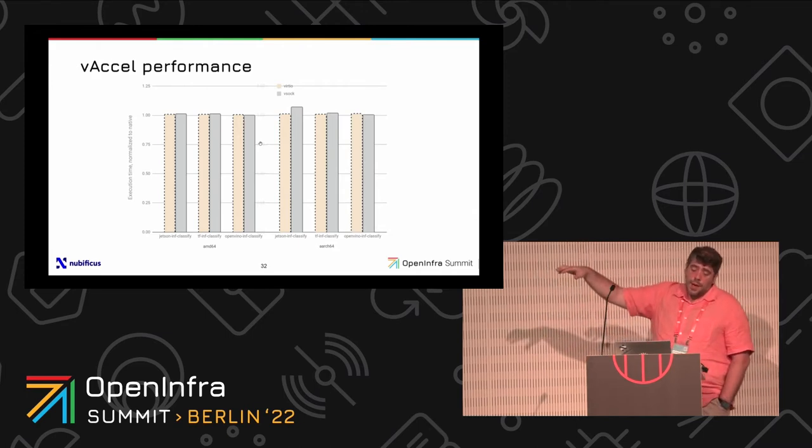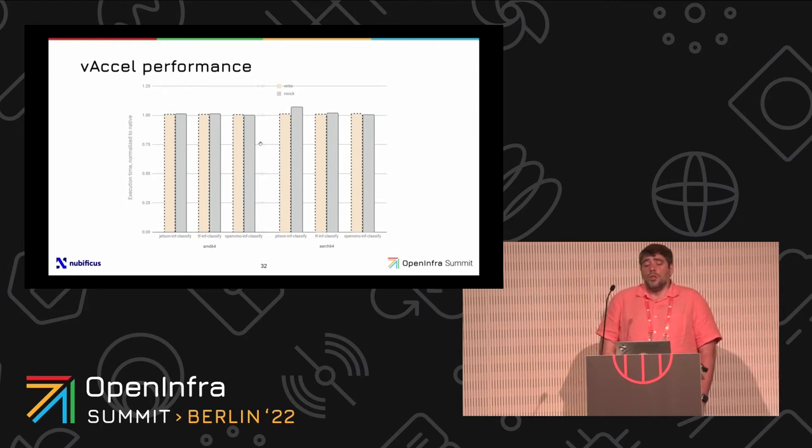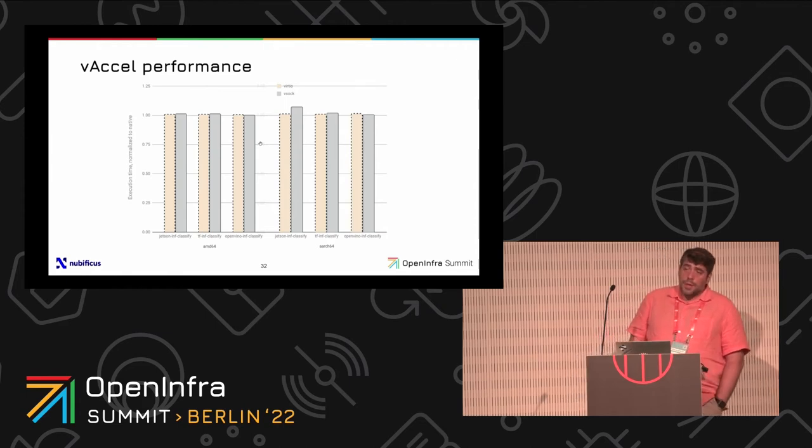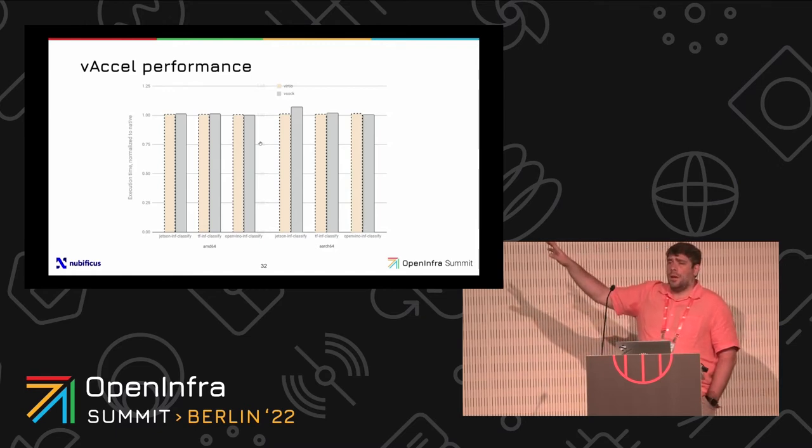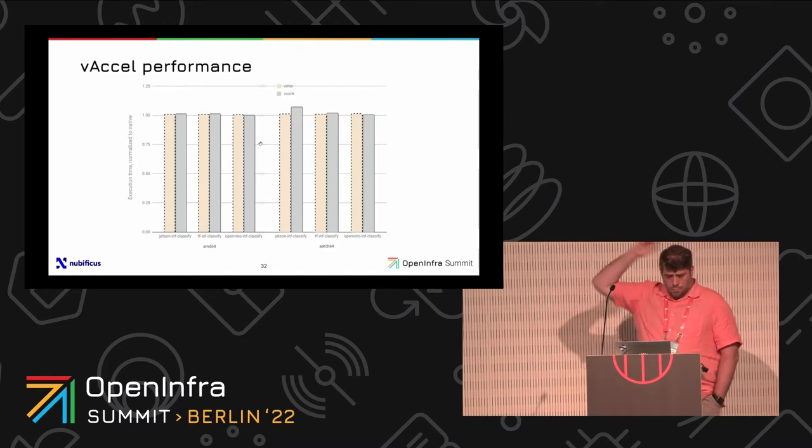On the left side, you can see the x86 numbers. On the right side, the ARM numbers. The light bars are the virtio case. The dark bars are the VSOCK case. So with an exception of the ARM case and VSOCK, the overhead is less than 5%. And these numbers are for the Firecracker hypervisor. We don't have the QEMU plotted in this presentation.